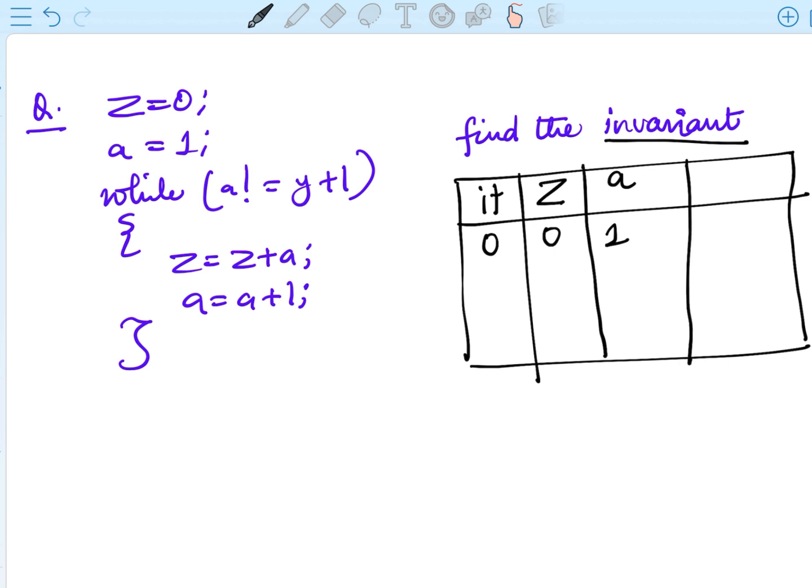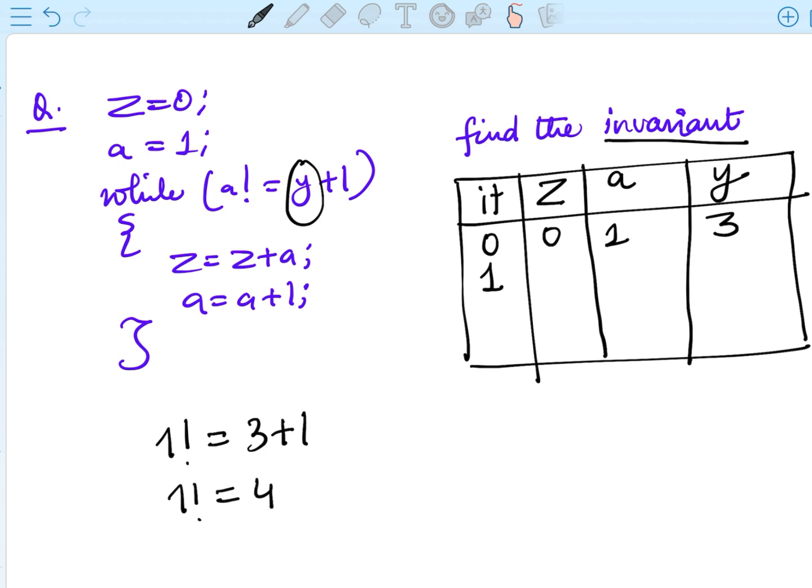There's another variable, y. If it is not given in the program, you assume it, because this is user provided. Let's say it was 3. Okay. Now, you go on to the first iteration. The first iteration says 1 is not equal to 3 plus 1, which is 1 is not equal to 4, which is correct. Okay. If the condition is true, you get into it.